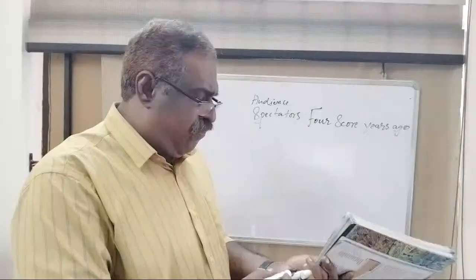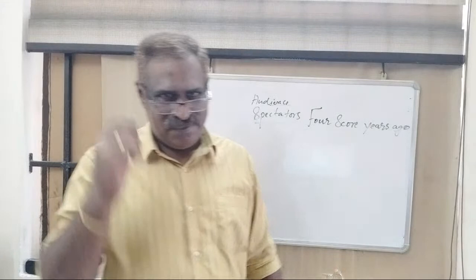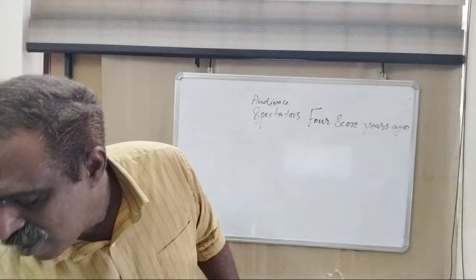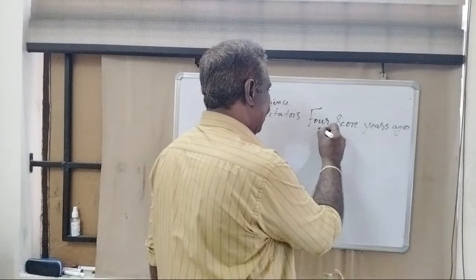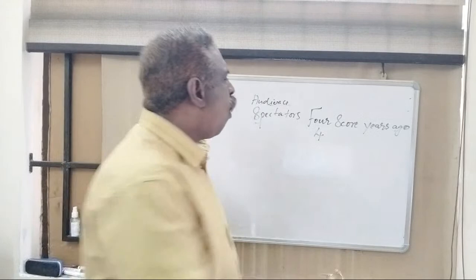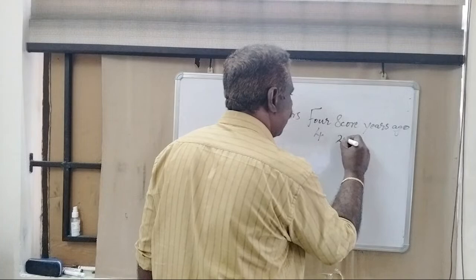So "four score years ago" — very important, try to understand. It may be difficult for you to analyze what a score means. We know 4 is a number; in mathematics we write 4. What is a score? Score refers to the number 20.